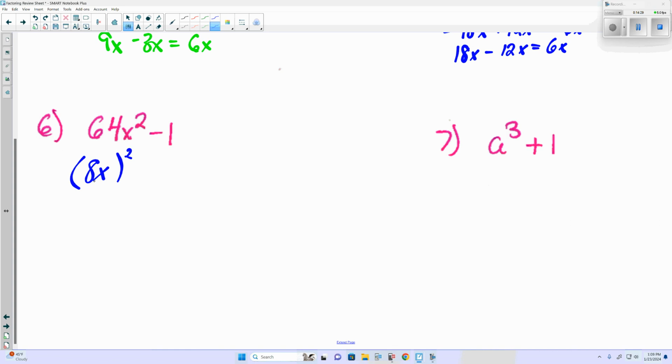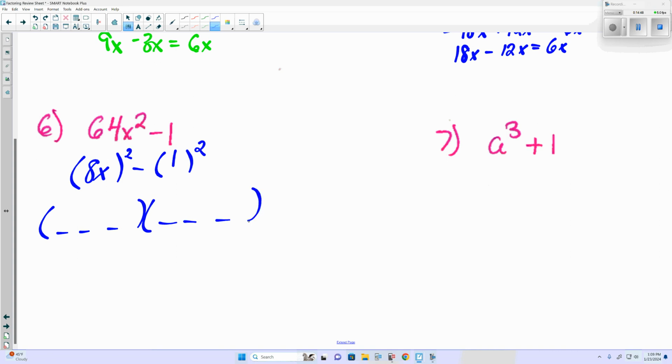8x, as 8 times 8 would indeed be 64. x times x would give us x squared. So 8x times 8x would indeed give us 64x squared. What times itself is 1? 1. So this is indeed a difference of perfect squares.